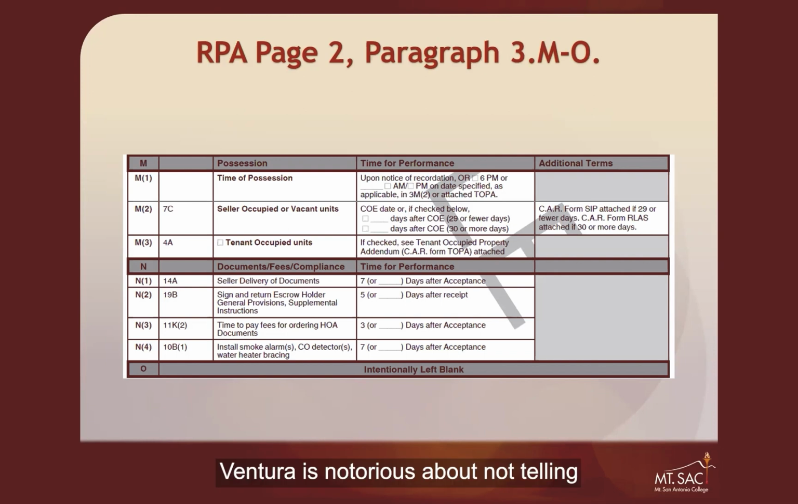Ventura is notorious about not telling you till the next day. So that could vary with your county. So you might want to consider the 6 p.m. Just remember, seller, you need to be out at time of possession. And sometimes sellers are moving out the day of closing, right? So again, be right there. If you've got a tenant occupied property, we're going to address that in a little bit. You're going to be adding the TOPA form, which I believe is going to take the place of the TIP form. All right. Dealing with seller occupied or vacant units.